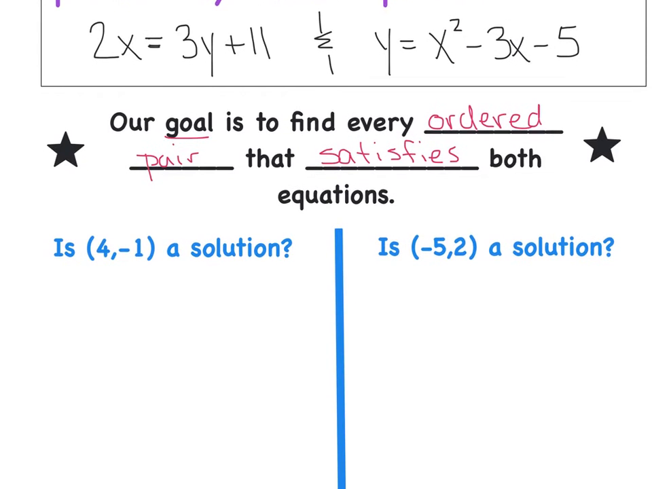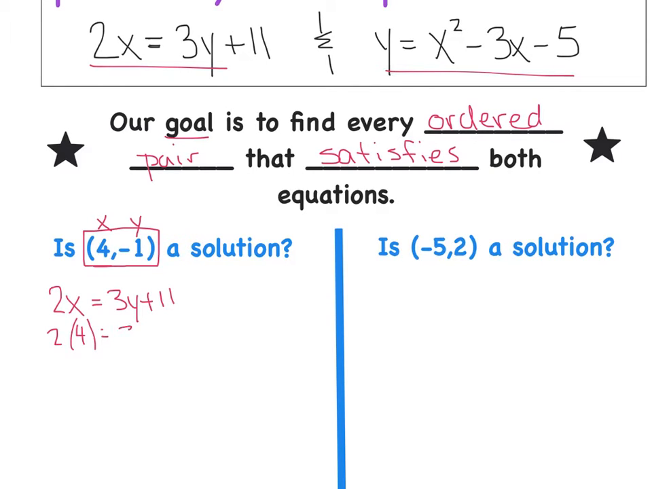So our question here is, is (4, negative 1) a solution? In other words, does it satisfy both the linear and the quadratic function? So I'm going to do a simple substitution and just remind myself that here's my x and here's my y coordinate. I'm going to start with 2x equals 3y plus 11, and I'm going to substitute the 4 for x and the negative 1 for y. And let's see, we got 8 equals negative 3 plus 11. And sure enough, negative 3 plus 11 is equal to 8. So boom. Now we're halfway home, and that means we should go check the second equation here.